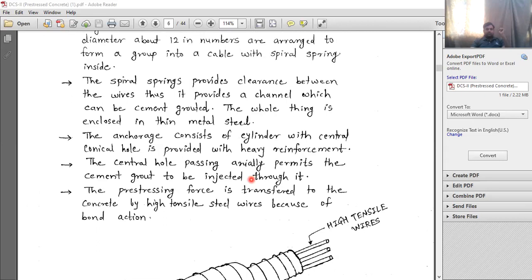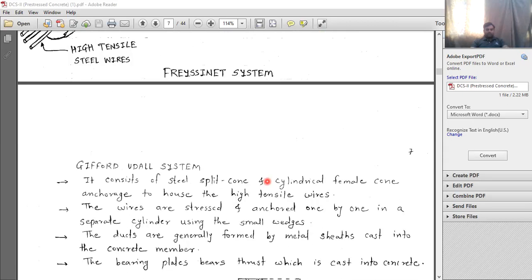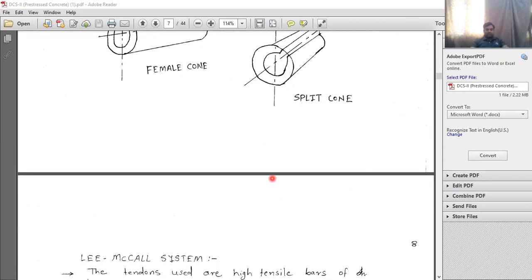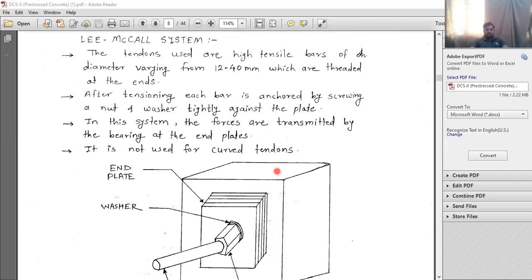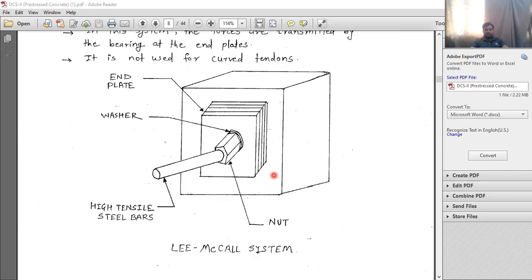So this is your Prestressed system. This is the Prestressed system, and the last one is the Gifford-Udall system. Gifford-Udall, then Lee-McCall. Still two systems are there. Then we will move to the MCQ.